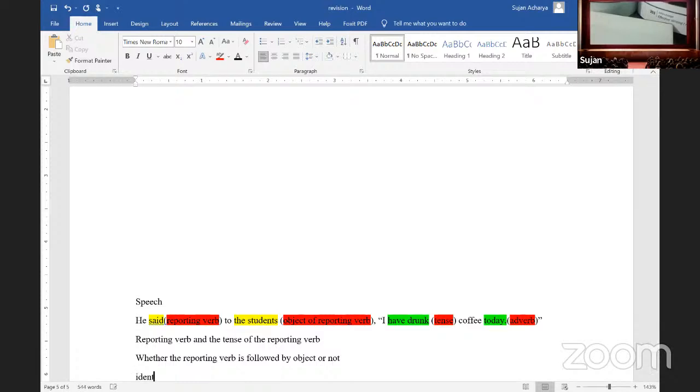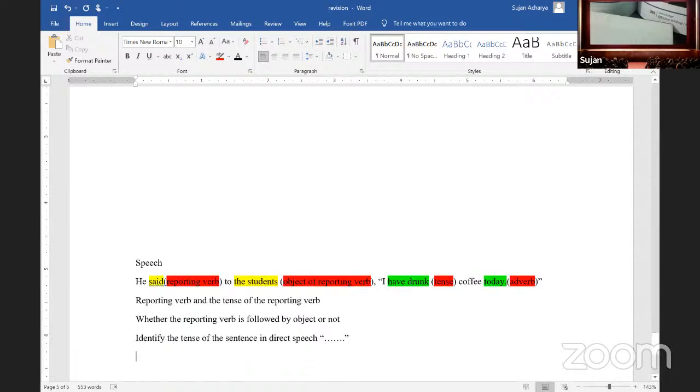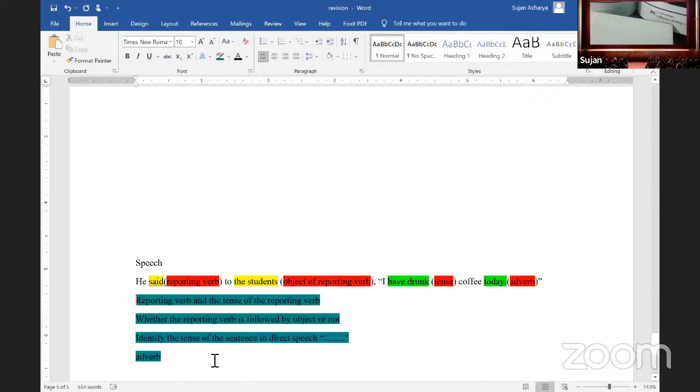And then identify the tense of the sentence in direct speech. यो भित्र भएको sentence को tense थाहा पाउनु पर्यो। त्यो केले भन्छ, verb ले। जस्तो in the above sentence, have drunk tells us in which tense the sentence in direct speech is. यो inverted comma भित्र भएको sentence कुन tense मा छ थाहा पाउनु पर्यो। And then adverb. These are the things that we have to take into account while changing sentences from direct to indirect or from indirect to direct.